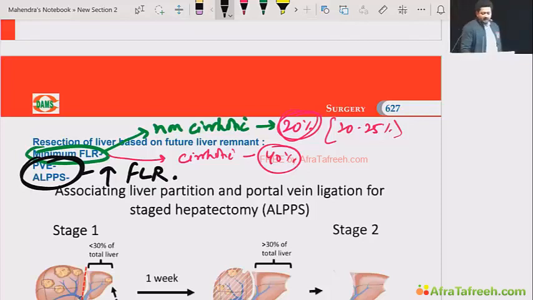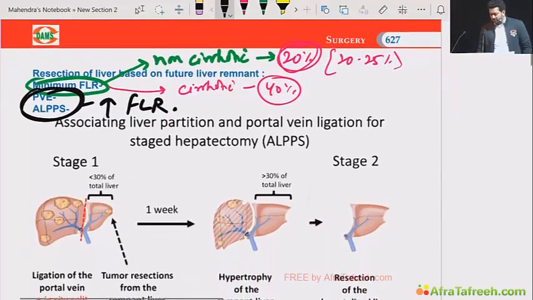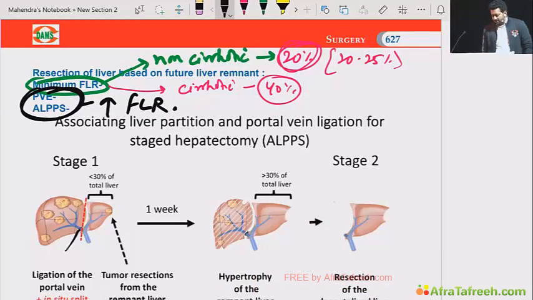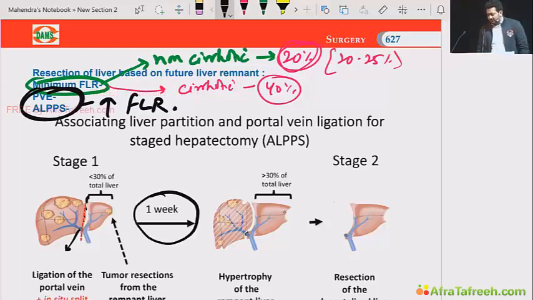In ALPPS, in stage 1, what we do is we just ligate the portal vein and transect the liver, but we don't remove anything. The liver is still supplied by the hepatic artery, and the bile duct is still coming. So in a week, you will see that you get the sufficient FLR, and then after a week, you will remove this remaining part of the liver. You can complete your hepatectomy. 80% of the thing you have already done, so you just have to take out that liver.